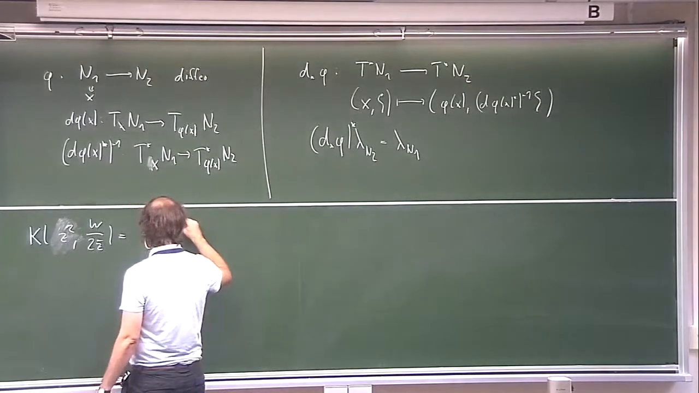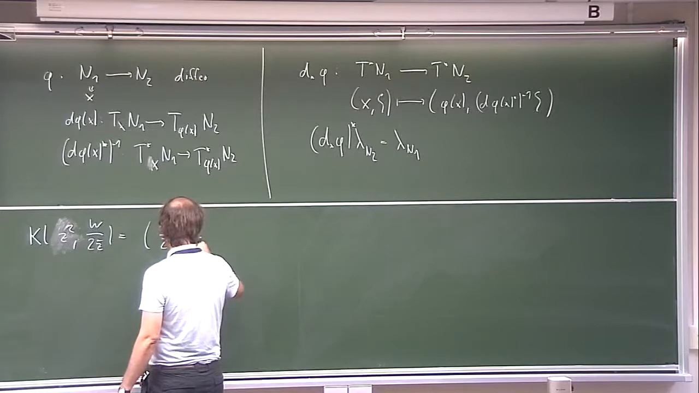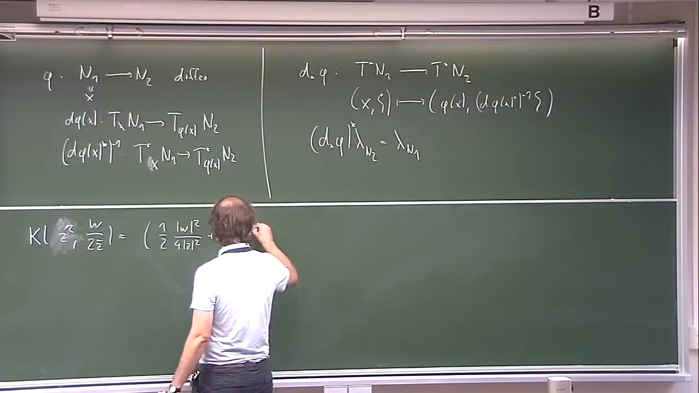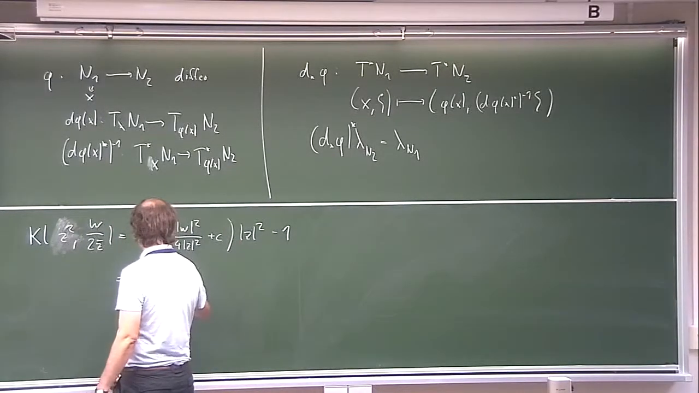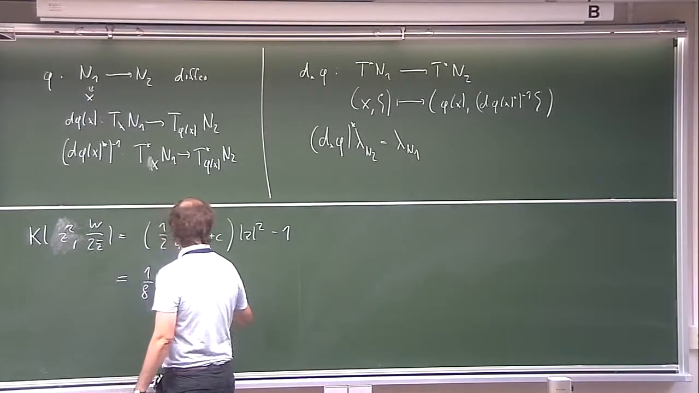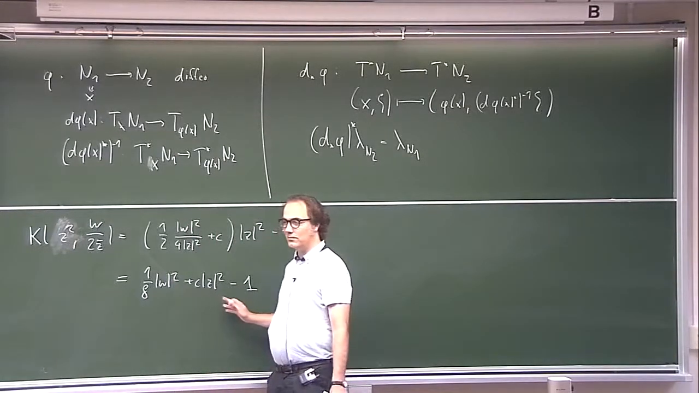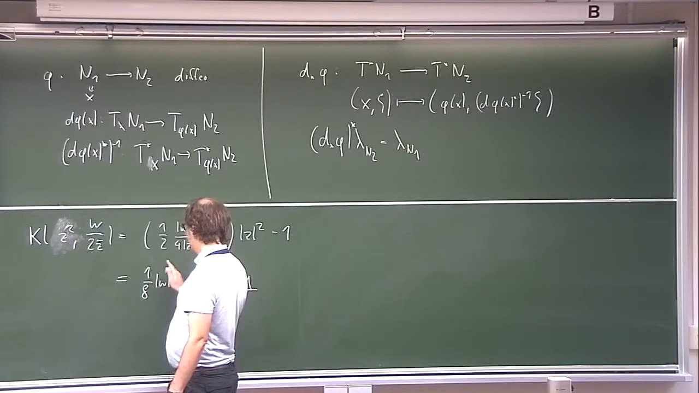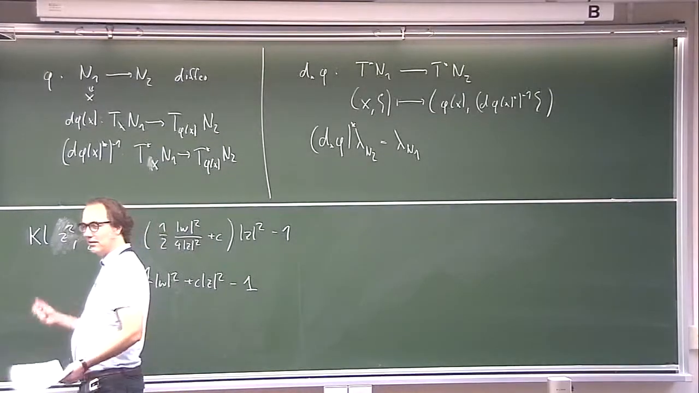and this is 1/2, so we get here p square, so it's w square divided by 4 z square, plus c, and then we have q, so this is another z square, minus 1, so we get 1 over 8 w square plus c z square minus 1. So this we can think of like kinetic energy. Now we have 1 over 8, so maybe a bit scaled down.